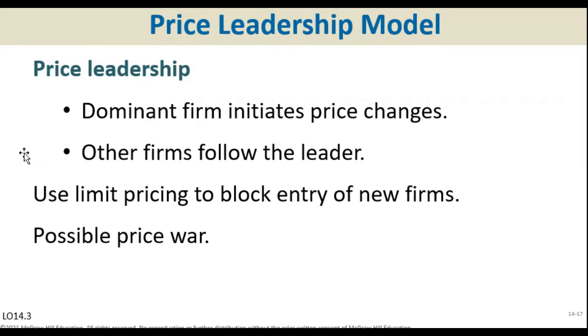So the next model is price leadership. Price leadership is an economic model where a dominant firm initiates a price change and the rest of the firms follow the leader. The leader will communicate the price change through speeches, press releases, and articles in journals.